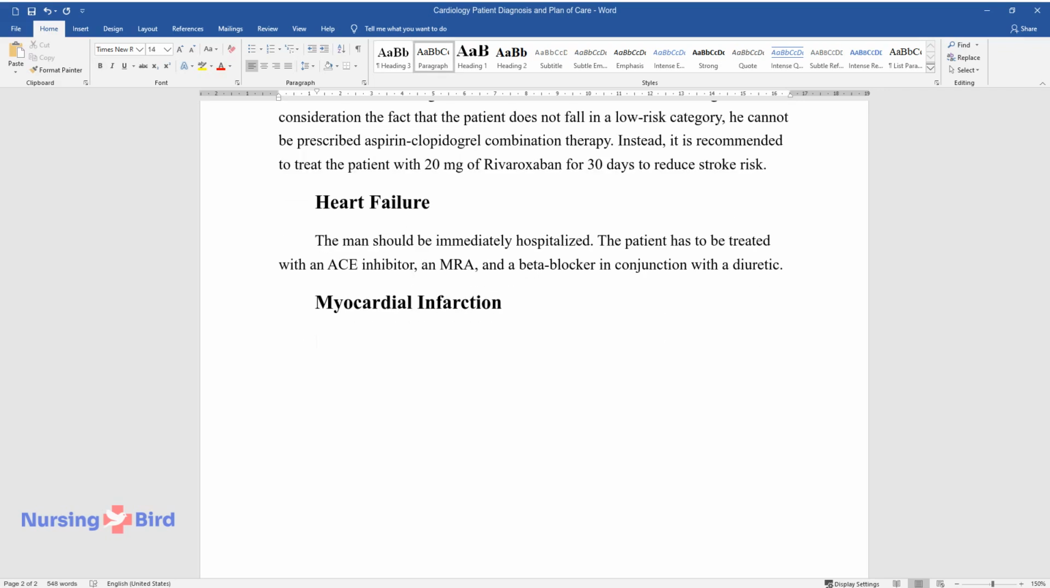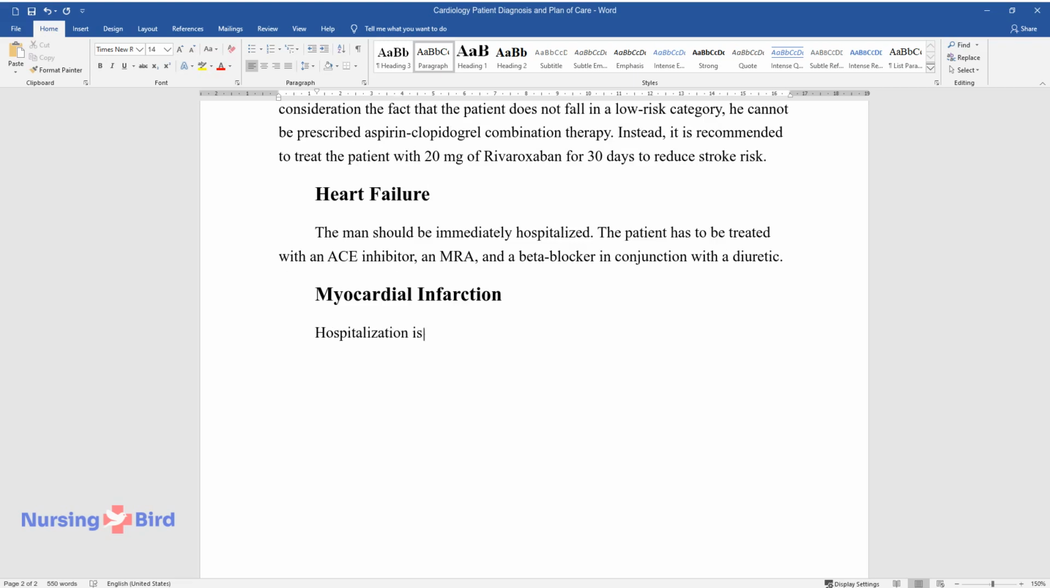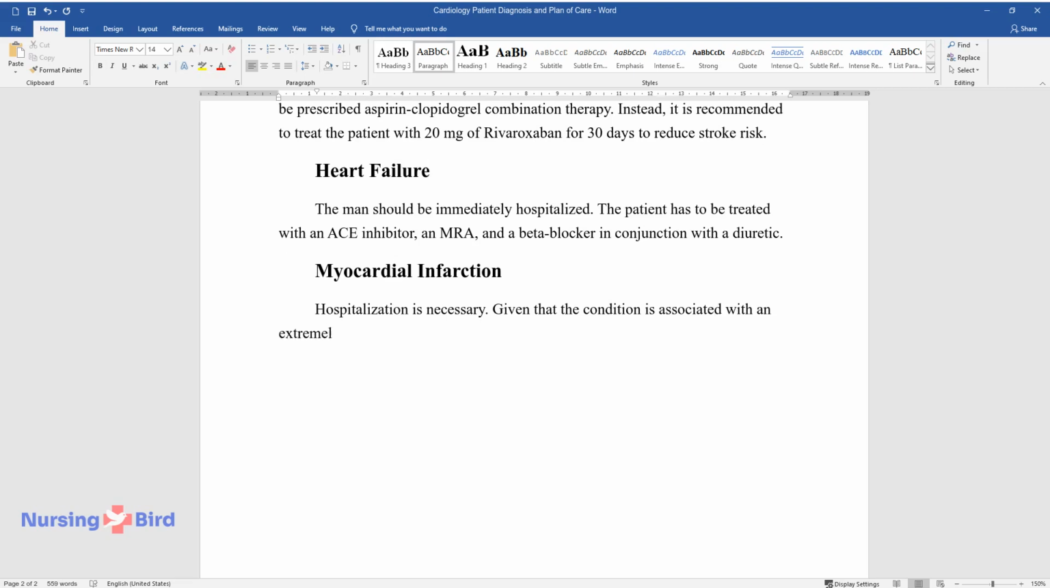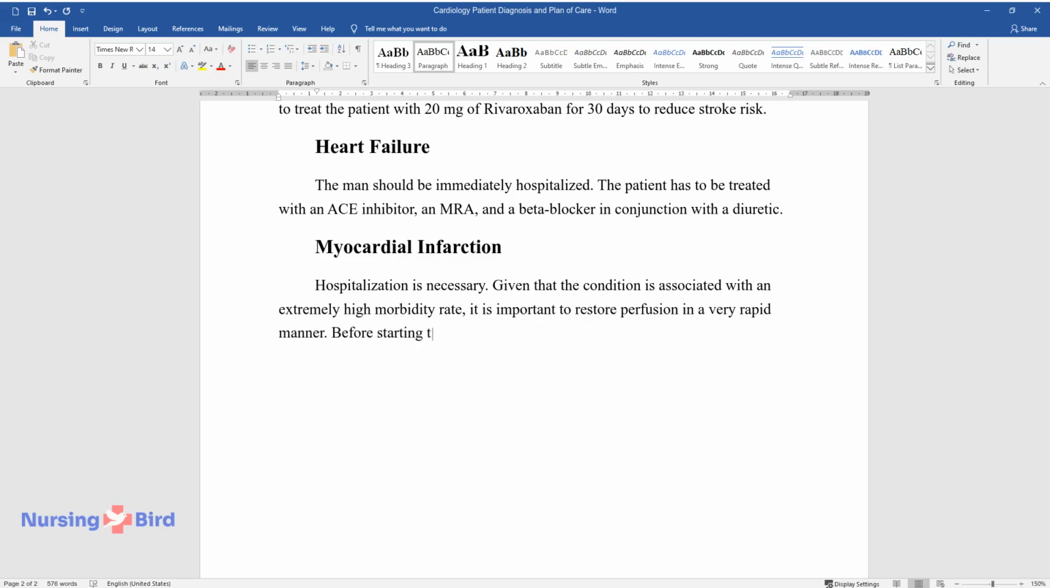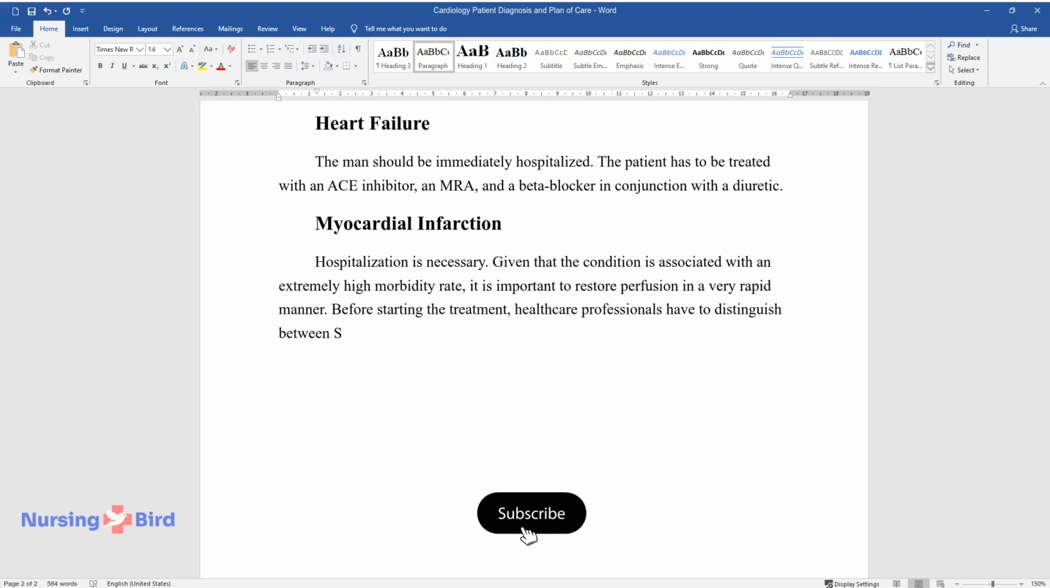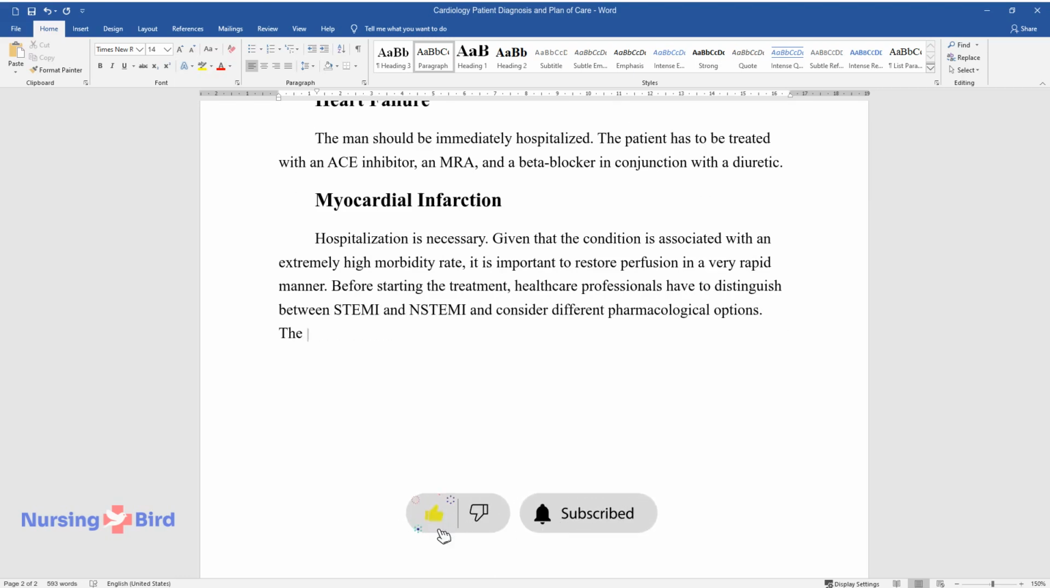Myocardial infarction. Hospitalization is necessary. Given that the condition is associated with an extremely high morbidity rate, it is important to restore perfusion in a very rapid manner. Before starting the treatment, healthcare professionals have to distinguish between STEMI and NSTEMI and consider different pharmacological options. The use of oral ACE inhibitors is recommended.